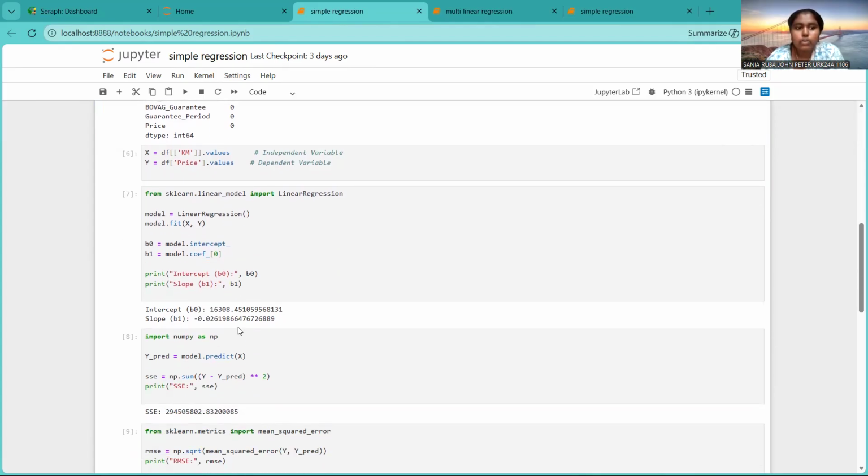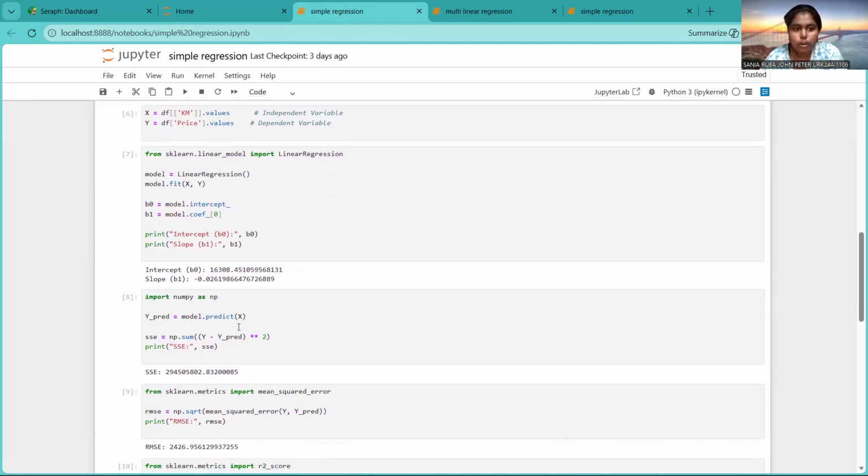Next, I am going to choose the dependent and independent variable. I chose kilometers as the independent variable and price as the dependent variable, because I want to predict price based on the kilometers the car has driven. Next, I am going to find B0 and B1. B0 is the intercept and B1 is the slope.